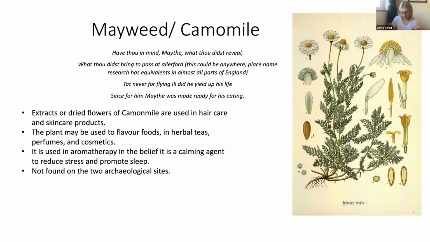So our next plant is mayweed / chamomile. I can't remember which way around I said the translation was, but I've used both for this one. "Have thou in mind, Maeve, what thou dost reveal, what thou dost bring at Avelforth," which, by the way, could be anywhere. This place name research has equivalents in mostly all parts of England, so that could be literally anywhere. "That never for flying ill did he yield up his life, since for him Maeve was ready for his eating."